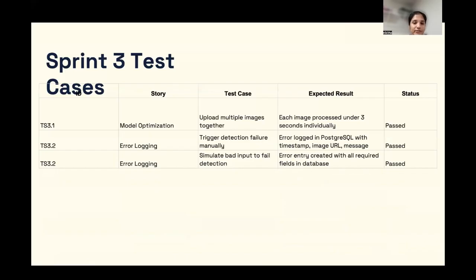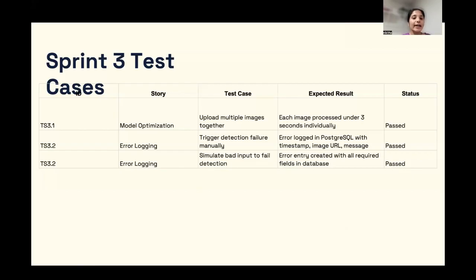Coming to the next test case, we have model optimization. We uploaded multiple images together and checked whether the images were processed within 3 seconds. Yes, they were processed within the 3 seconds. Everything was processed quickly, as we expected, and we got the exact result. So the test case is passed over here.